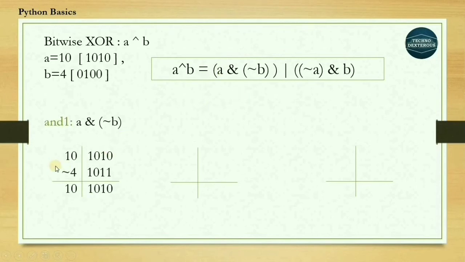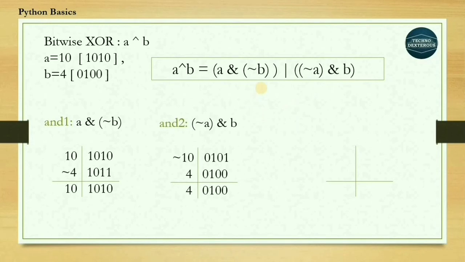We are taking 10 and negation of 4 as input and doing a bitwise AND operation on them. We will get 10 as a result. Let's consider the second AND operation, that is negation of A and B. Here we are taking negation of 10 as the first input and 4 as the second input. The bitwise AND operation between them results in 0100. The result will be 4.